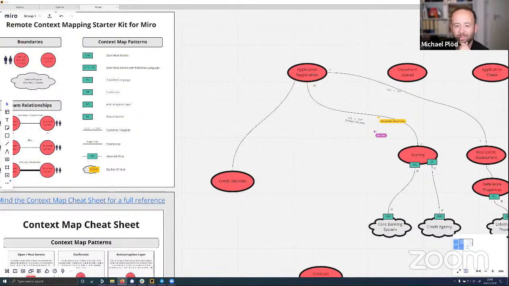Can you repeat the question? Can you sharpen the question? What do you mean against? Okay, so you have an open host service. And you have a bunch of consumers of that open host service on the downstream. And one or two of those consumers are in a customer-supplier relationship to the upstream system. Is that a good idea? And what would be the consequences of that?